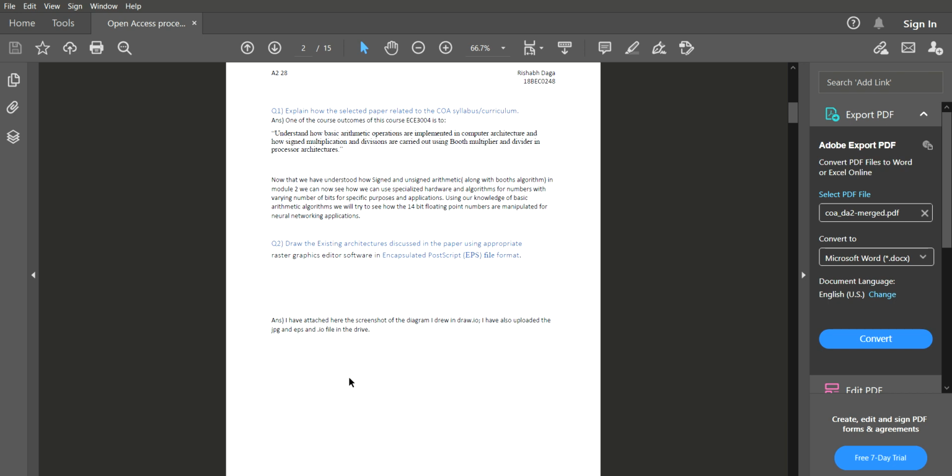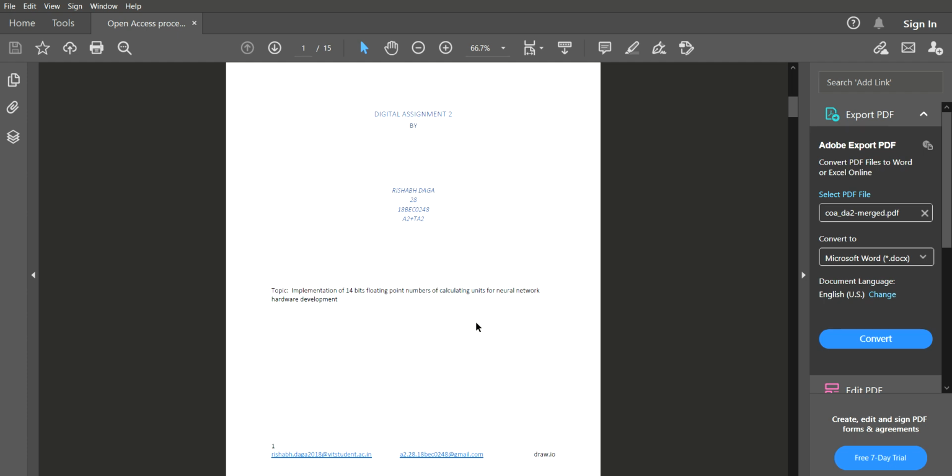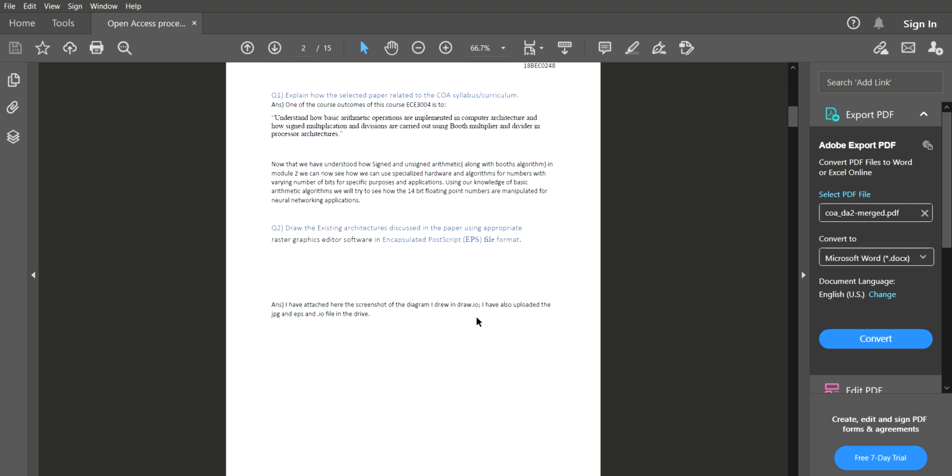Explain how the selected paper relates to the COA syllabus and curriculum. And this is a very straightforward question. One of the outcomes which I took directly from the syllabus was to understand how basic arithmetic operations are implemented in computers, and how multiplication and divisions are carried out using Booth algorithm, right? So this is for calculating units itself. So it's a very straightforward question with a very straightforward answer.